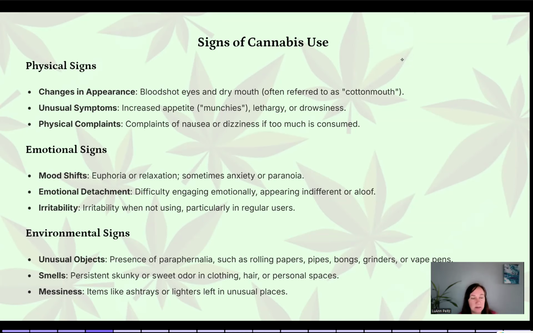Environmental signs. Are there unusual objects around, like the presence of paraphernalia, such as rolling paper, pipes, bongs, grinders, or vape pens? Smells. Is there a persistent skunky or sweet odor in clothing, hair, or personal spaces? Messiness. Are items like ashtrays or lighters left in unusual places?